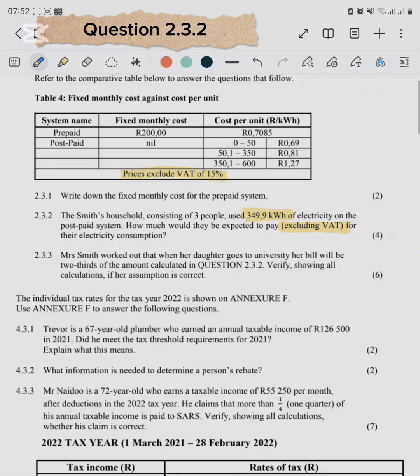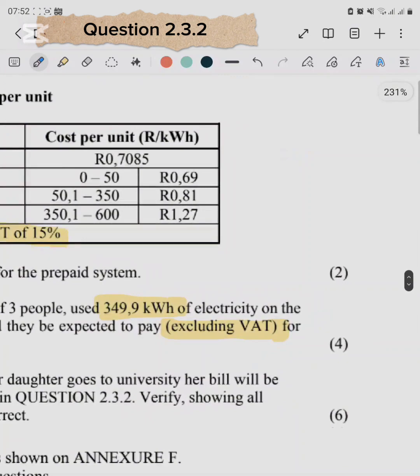Now we need to go and look at our brackets to work out the cost of this. So our first bracket is 0 to 50. So we're just going to say, well, that's times 50 because we're using the whole bracket. Our next bracket is 50 to 350. But we only have 349,9 kilowatt hours. So we need 349,9 kilowatts minus the 50 we already paid for in the bracket above it, which will give us 299,9 if you do that on a calculator.